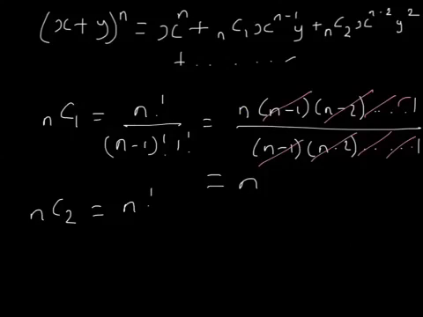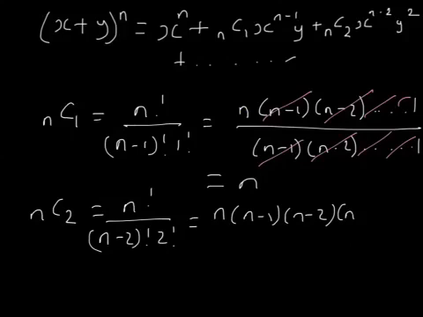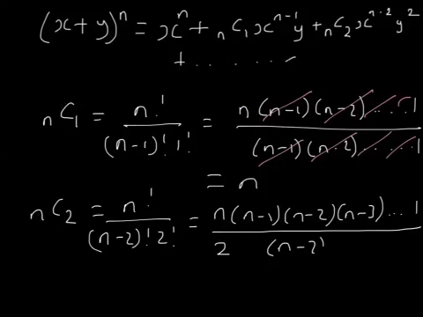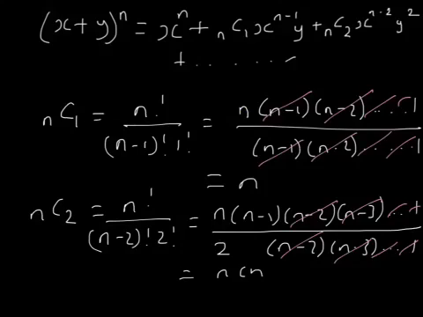That's n factorial over n minus 2 factorial, 2 factorial. So it's n, n minus 1, n minus 2, n minus 3, and so on down to 1. 2 factorial is just 2 times 1. And then n minus 2 factorial is n minus 2, n minus 3, so on down to 1. All of these are 1, so you're simply left with n times n minus 1 over 2.